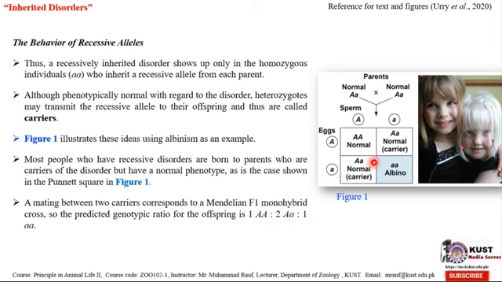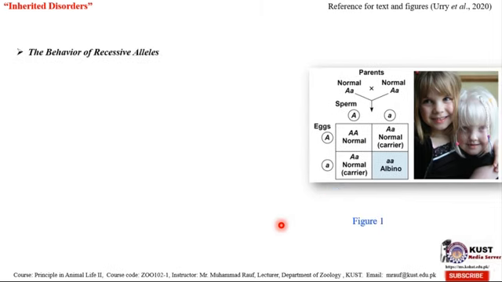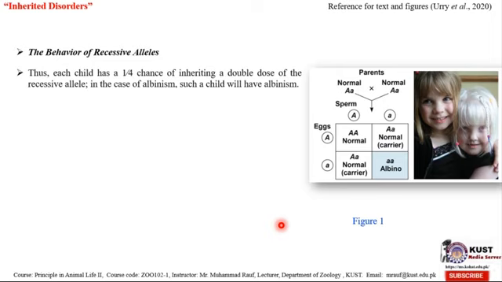And this is the ratio, F2 ratio. Thus each child has 1 by 4 chance of inheriting a double dose of the recessive allele, that is 25% chance. In a case of albinism, such a child will have albinism if both the copies are defective, just like this one.